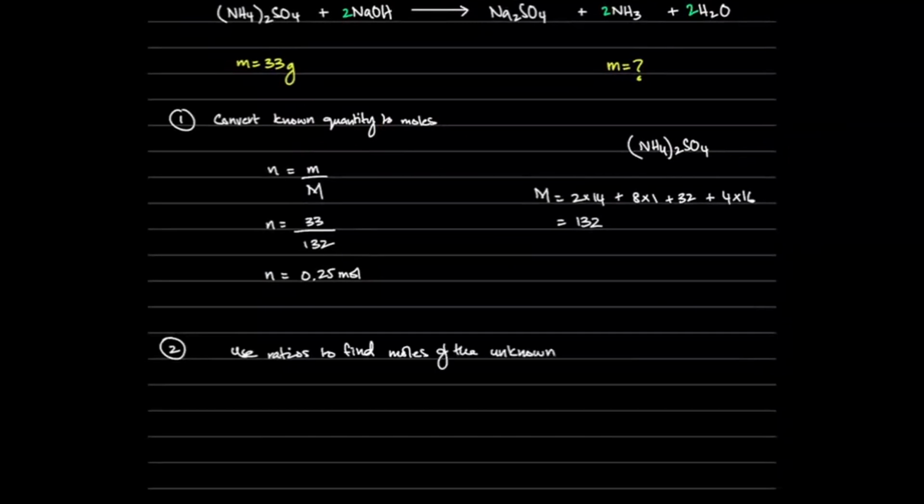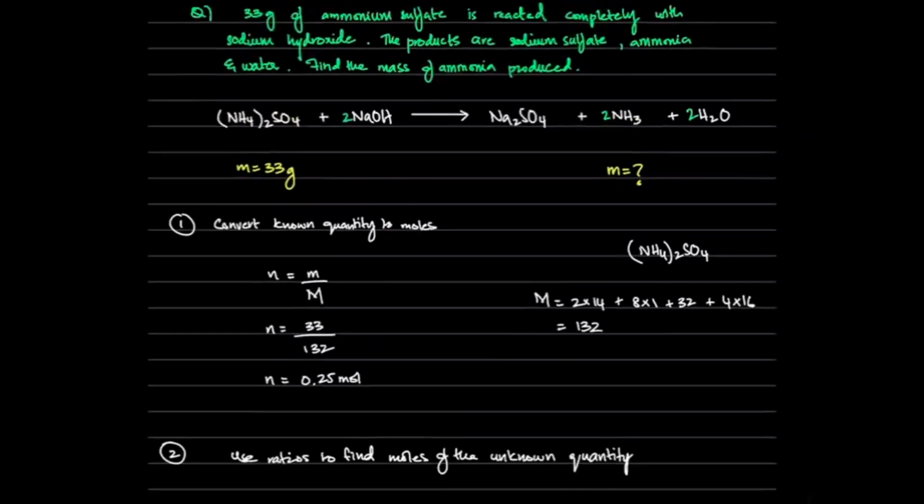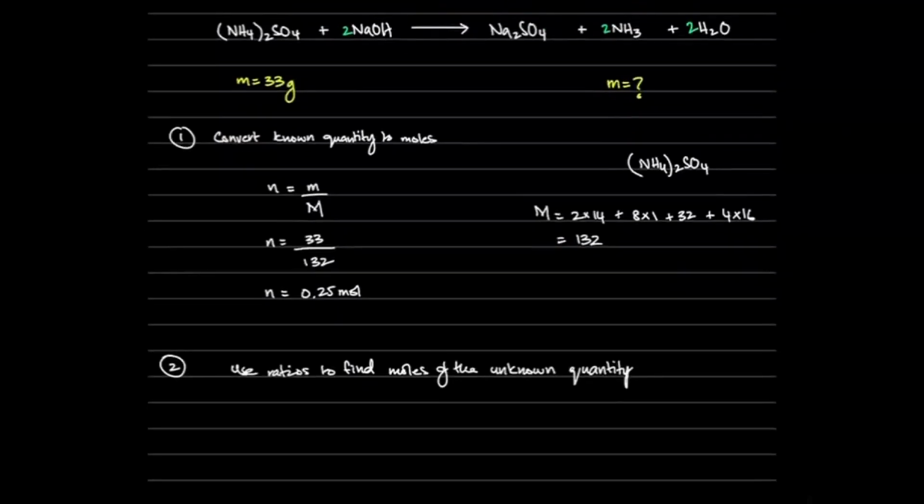Okay, use ratios to find the moles of the unknown quantity, right? The unknown quantity here is the moles of ammonia, right? We want to find the unknown. हमें ढूंढना क्या है? Mass of ammonia ढूंढना है. So we're going to use the ratios to find the moles of the unknown quantities.